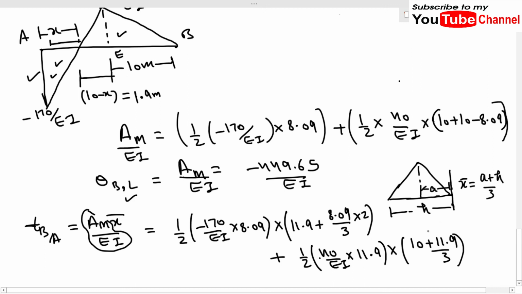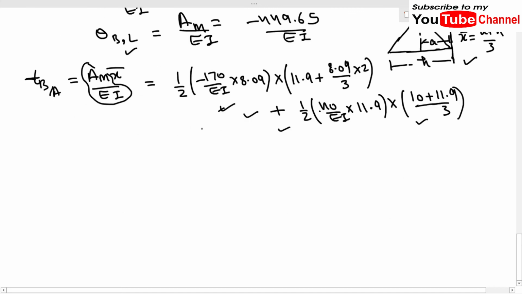Okay, the value of x bar will be a plus h upon 3. So from here we have written down this equation. After calculating these values we will get TB over A as minus 10154.36 by EI. Okay, so now we have got the value of TB over A.